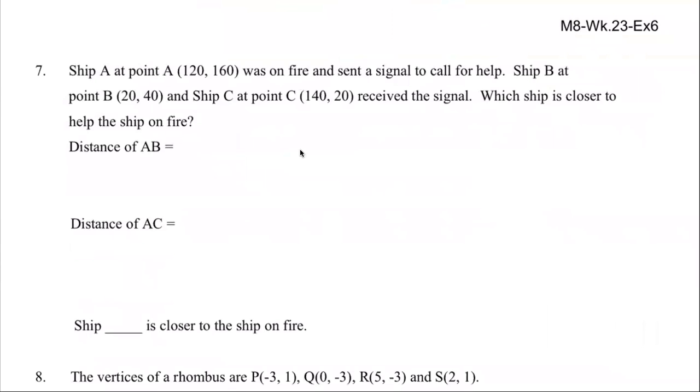Question 7. Shape A at point A (120, 160) was on fire and sent a signal to call for help. Shape B at point B (20, 40) and shape C at point C (140, 20) received the signal. Which shape is closer to help the shape on fire?